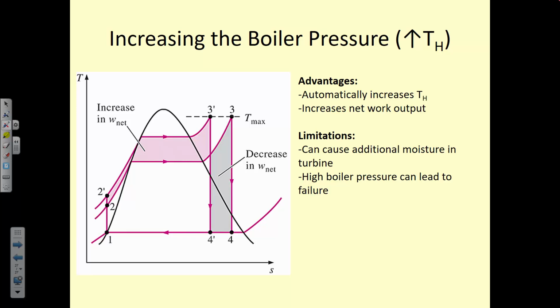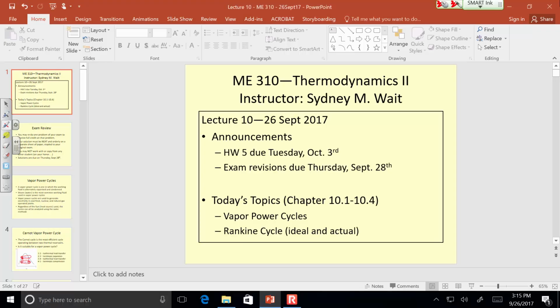Increasing the boiler pressure is another option, but again, it comes with the possibility of dire consequences if that boiler pressure is too high and it ends up failing. It again leads to increased moisture in the turbine at the exit, because as we increase the boiler pressure, our state 4 at the exit slides over a little bit. So it can cause problems too. All of these things are ways to improve, but we have to balance our improvements with any disadvantages that we add to our system or cost increases, as always in design and engineering.